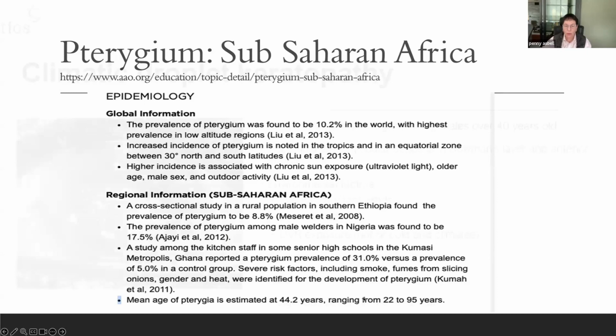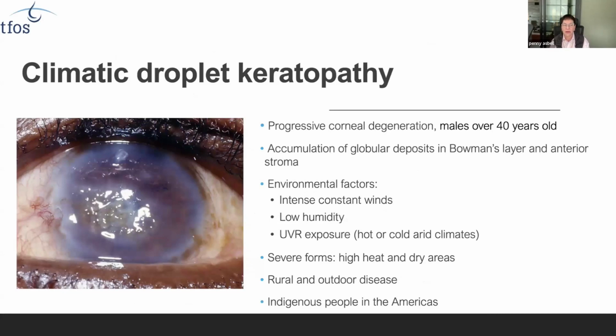At least in the US, we don't see a lot of climatic droplet keratopathy from time to time. It's usually central, and that's why you see it, because it affects their vision. It's kind of gelatinous looking, these globular things across the ocular surface. And it's thought to be related to environmental factors like wind, humidity, and ultraviolet light exposure. Honestly, we don't really know, but that's one of the thoughts. It's relatively rare, but it has been associated with environmental exposure.